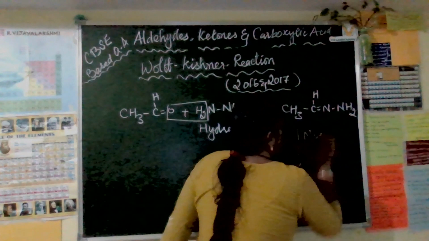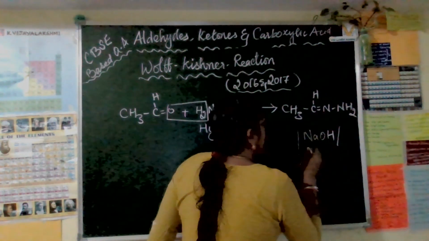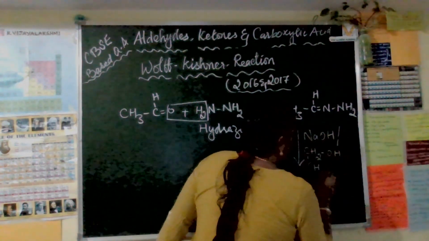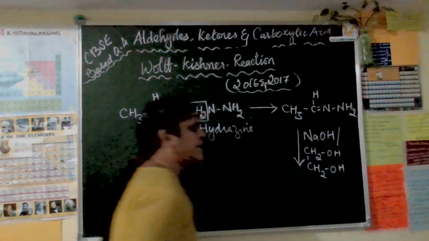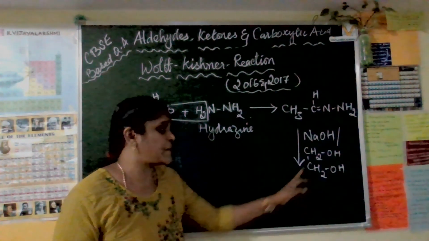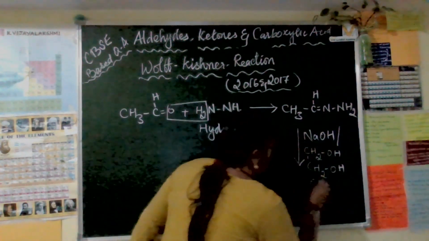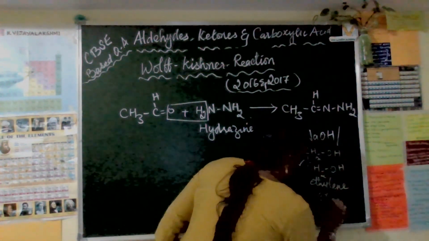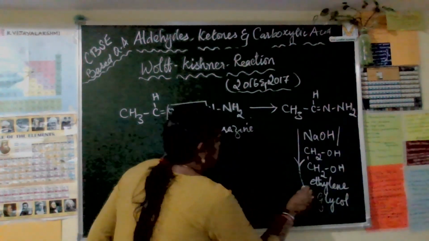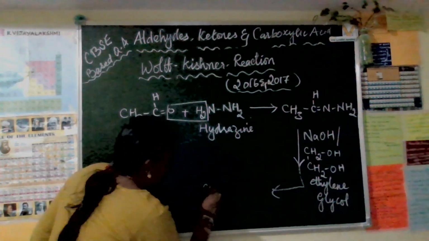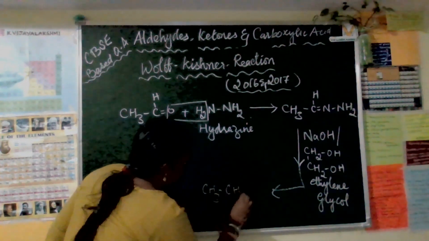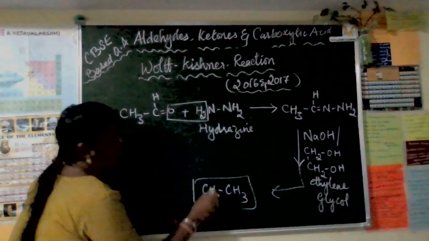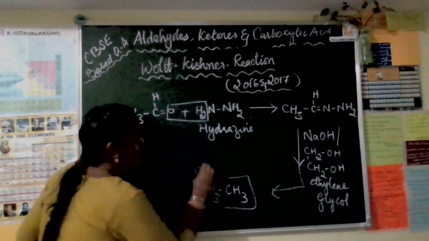Now this reacts with strong NaOH or KOH along with ethylene glycol, CH2OH, CH2OH. You have already learnt dihydric alcohol in the alcohol chapter. This is ethylene glycol. So what is the product you are getting? CH3... you will get the same number of carbons, alkane only you will get. So what is the name? Ethane.